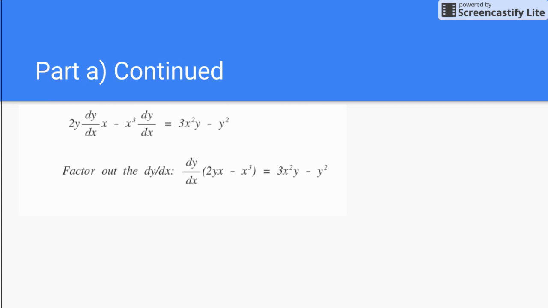So part A continued, you are going to move all the dy/dx's over to the left side of the equation. Then the next thing you want to do is factor out that dy/dx so you can isolate it by division. Then we're going to divide both sides by 2yx minus x cubed, and you're going to get the dy/dx that you were looking for initially.